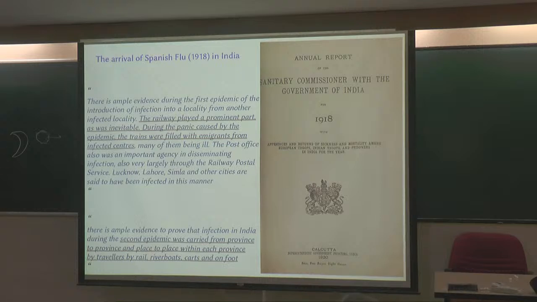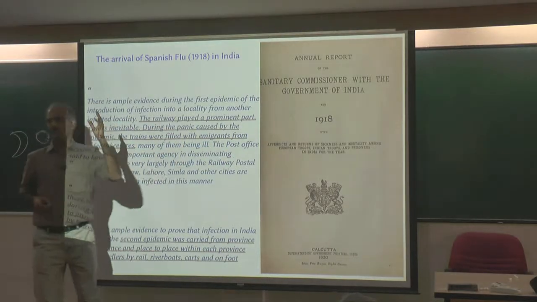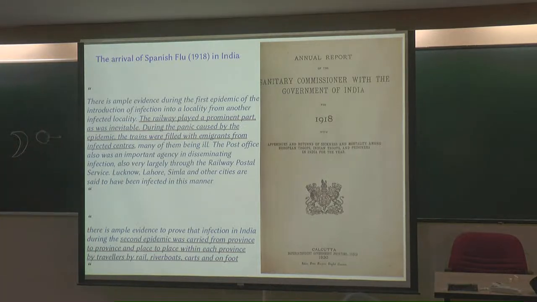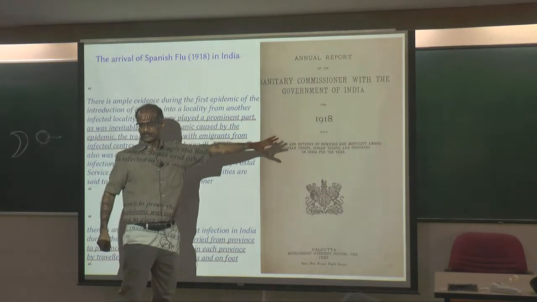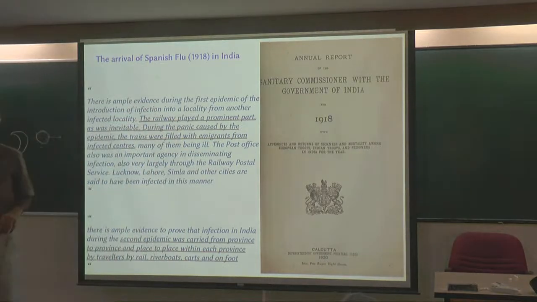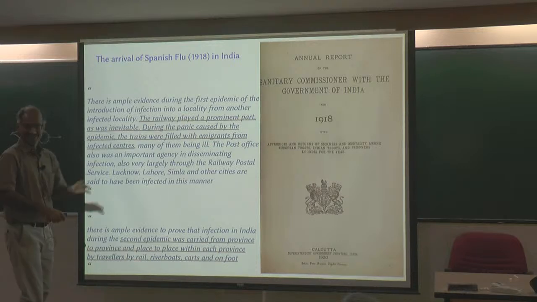So the motivation was this. It goes back to the so-called Spanish flu, after the First World War. There was a sanitary inspector's report to the government of India, which you can easily access. Basically, it says that the railways played a prominent part, as was inevitable, in spreading the infection. A large number of people died due to Spanish flu, by the way. Even apparently Mahatma Gandhi had a little bit of that. He had lifelong weakness because of that, it seems.